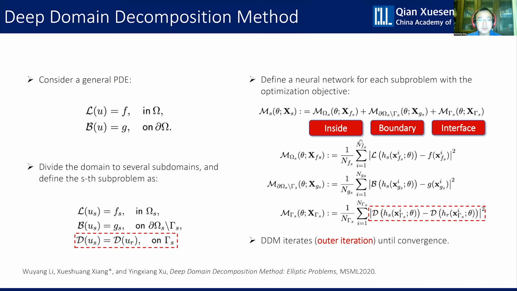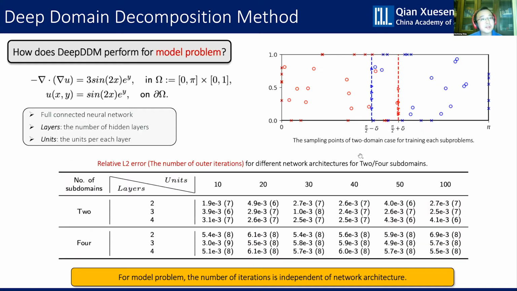So first we want to test how our method performs for the model problem, and we consider this simple model problem, and we use PINN to discretize each subproblem. And here we just consider a fully connected neural network, and we denote the number of hidden layers, and we denote the number of units per layer. So here I also give an example of when we have two subdomains.